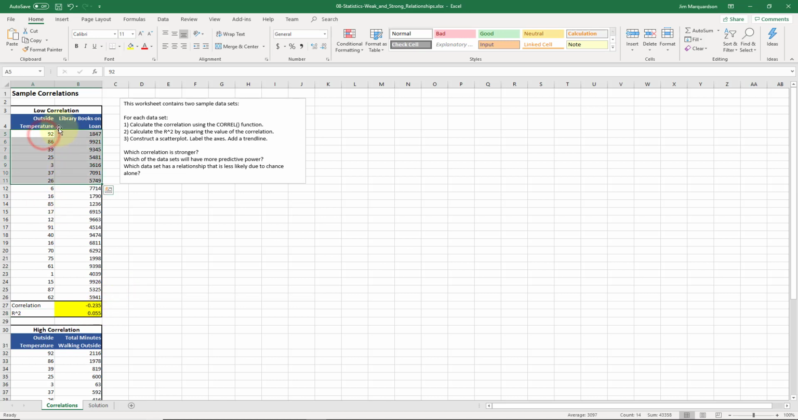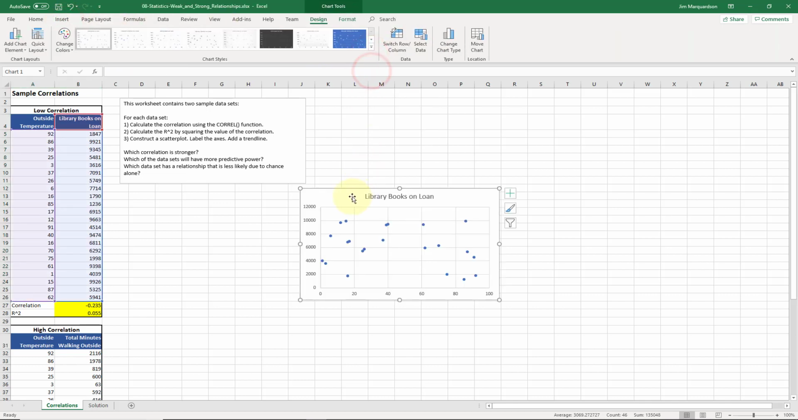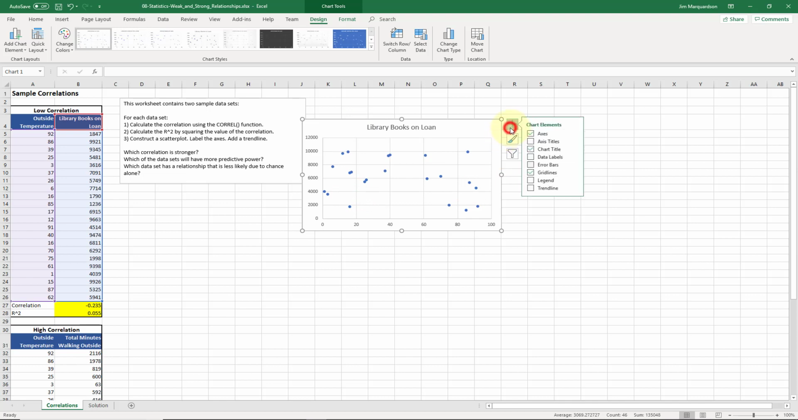We can select this. Let's take a look at the scatter plot just to see if that kind of matches our intuition. So we can add a trend line here. And it's going down. A completely horizontal trend line would show no correlation whatsoever. So there is a very small correlation here, but it's not going to be a big predictor. We're probably not going to change our library staffing levels based on the temperature.